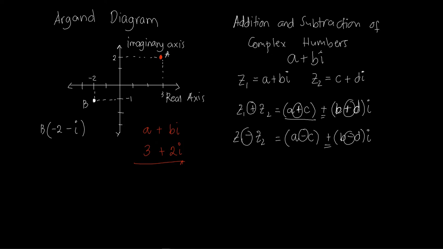Okay. So, let's try an example. For example, if Z1 is equal to, let's just say, 2 plus 3i, and Z2 is equal to, let's just say, 3 minus 4i. Okay, find Z1 plus Z2 together.